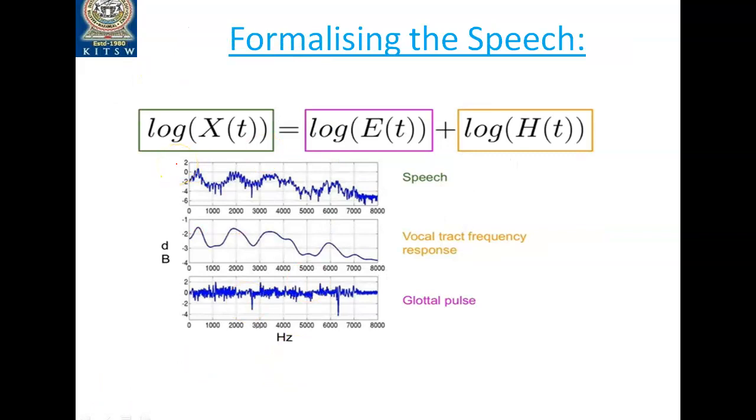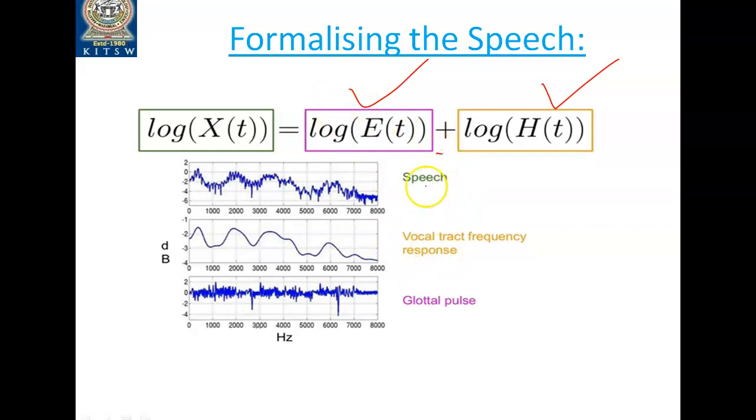Now, how we need to formalize the speech is that when you take the logarithm of x of t, you'll have the logarithm of e of t, that is the excitation, and then the system response. The way we have already seen, for any system, excitation is the input, and the output of the system is the convolution of the excitation with the system response h of n. So when you apply the logarithm, the multiplication will be converted into a product, and that product will become an additive property. That is the way we are looking at it.